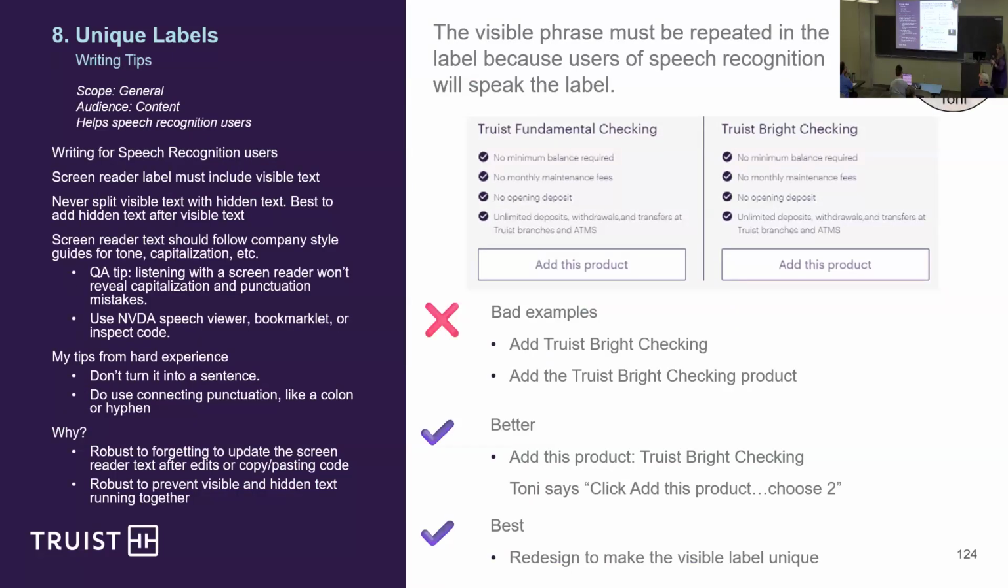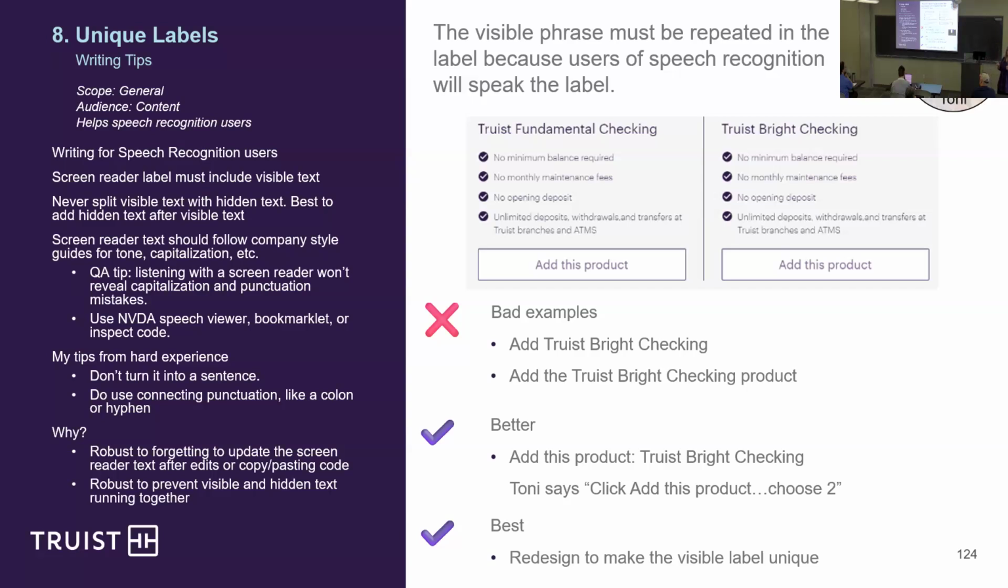All right, so let's talk about what those labels are. I have had very energetic content writers that really wanted to write the best possible label. And so they had "add this product," and when they made it for the screen reader users, they changed it to "add Truist Bright Checking." So we now have a problem that the visual text is not part of the label. That's a flat out WCAG failure.